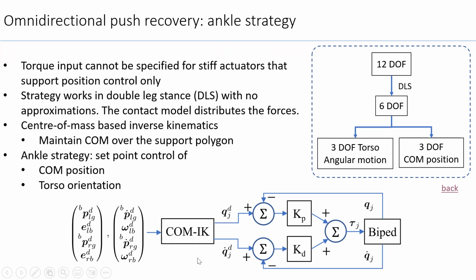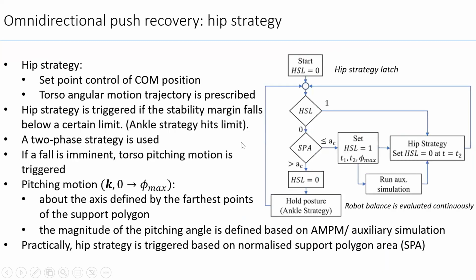This kind of approach has been used in literature. It can accept the positions and angular positions, and it can also accept velocity inputs of the center of mass and the torso omega. In ankle strategy, this is just set point control, so these inputs are 0. However, in the hip strategy, once we sense that the ankle strategy is reaching its limits and the fall is imminent, we prescribe angular motion to the torso.